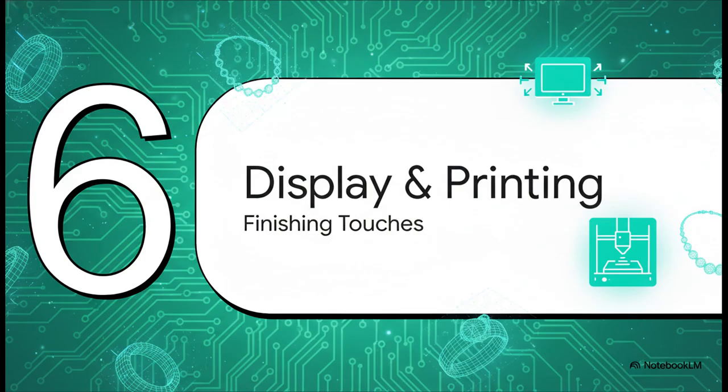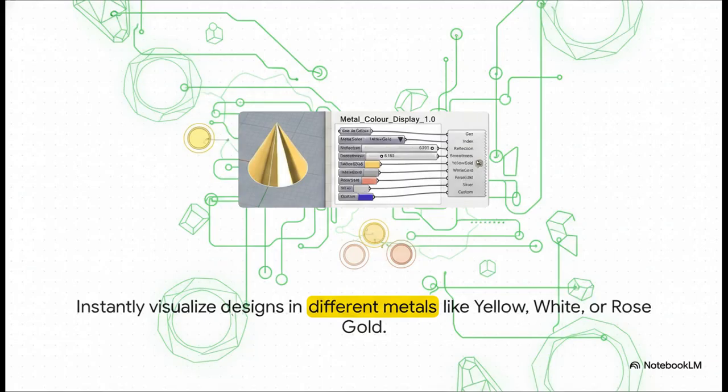Okay, our digital piece is almost there. Now for the final stage, actually visualizing it and then getting the design ready for manufacturing. That's where the display and printing tabs come in. A design really comes to life when you can see it in its final form, and the Metal Color Display tool makes that happen with a single click. You can instantly switch between yellow gold, rose gold, white gold, whatever, to find the perfect metal for your design. This isn't just a design tool, it's an amazing communication tool for when you're working with clients.